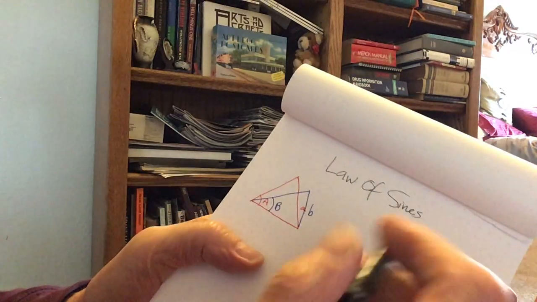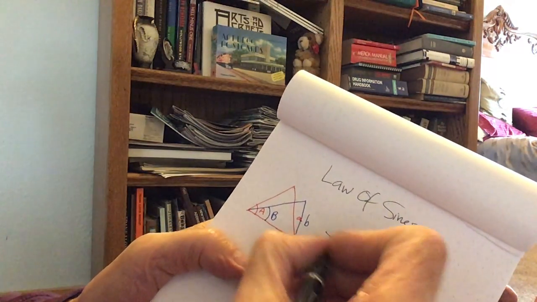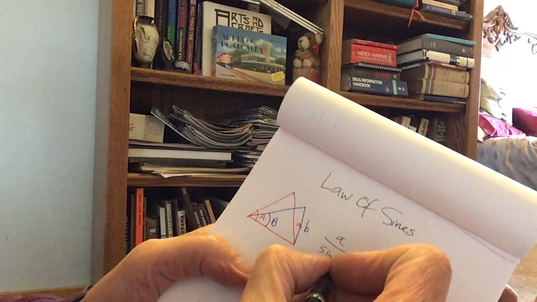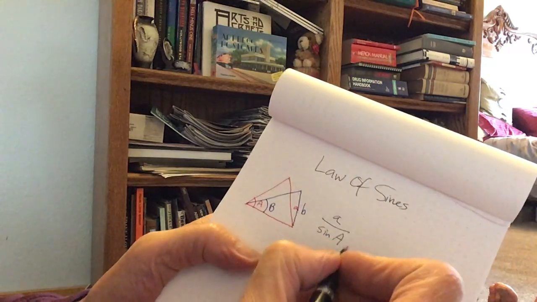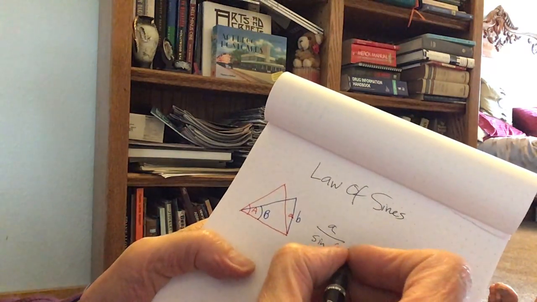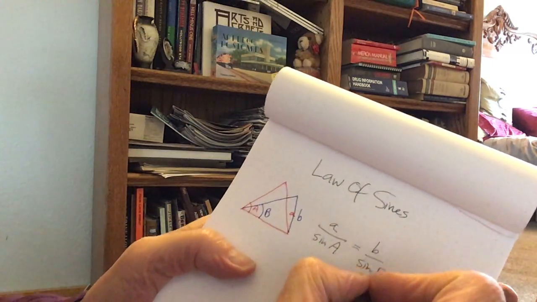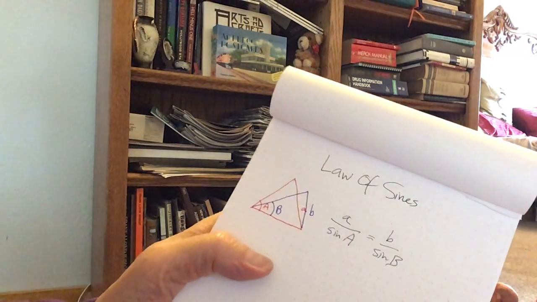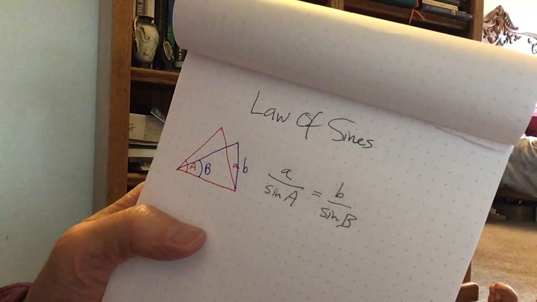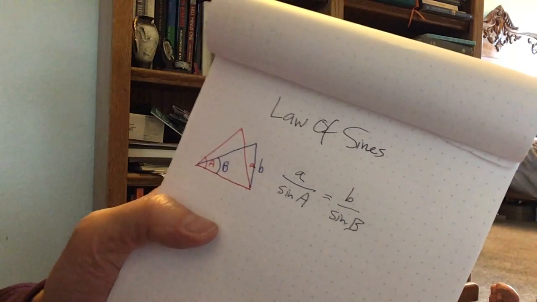Okay, so here's the law of sines. It says a over the sine of A, so a is the side, and the other A is the angle, is equal to b over sine of B. And so as one angle changes, the sides all change, and we get this relationship between them.